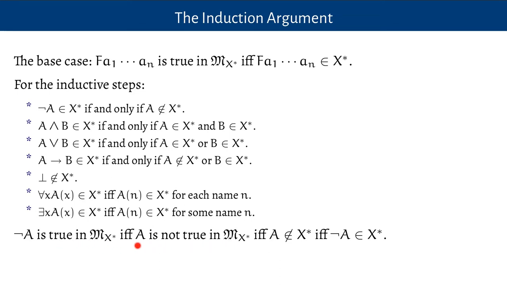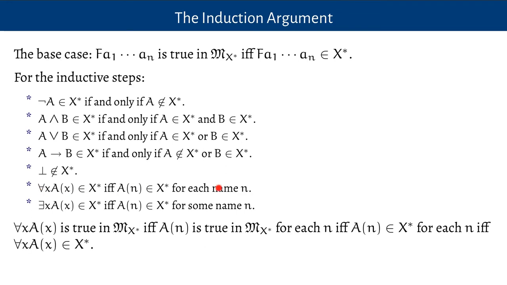Now, if we assume that the condition for A already holds, so A is true in the model if and only if A is in the set, then we can use this fact to say that A isn't in the set if and only if its negation is. So this fact, together with the connection between MX star and X star for A, means that we've also got the connection between MX star and X star for not A. So this condition tells us that being true in the model if and only if you're in the set lifts from formulas to their negations.